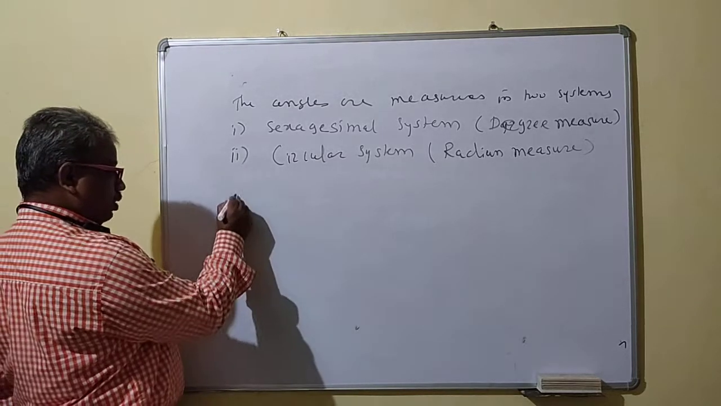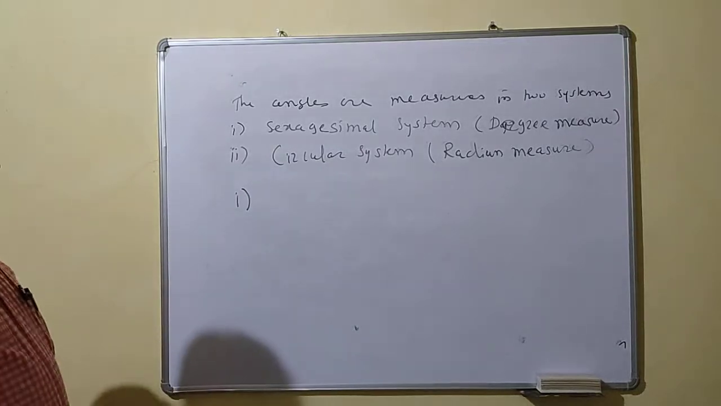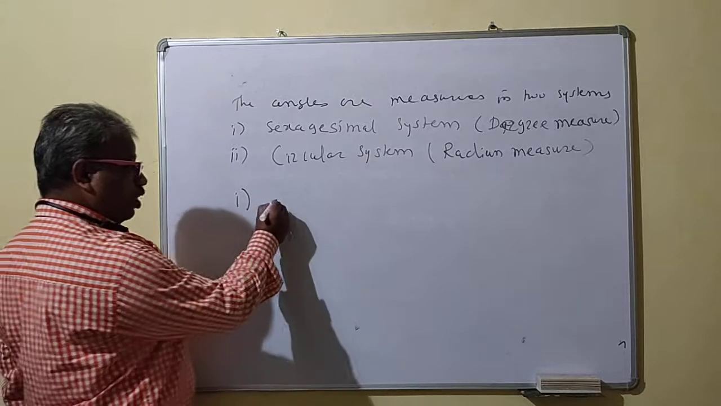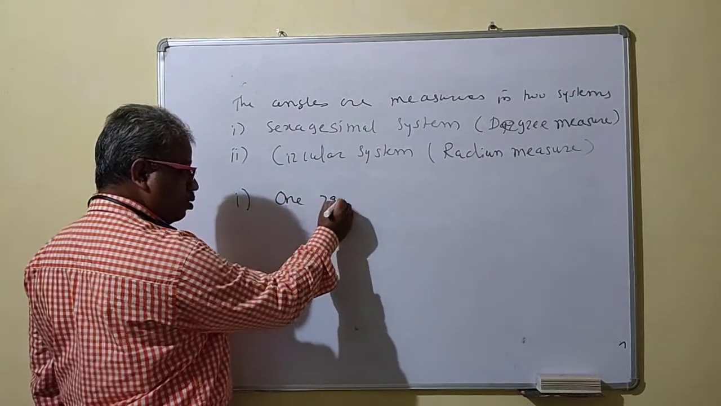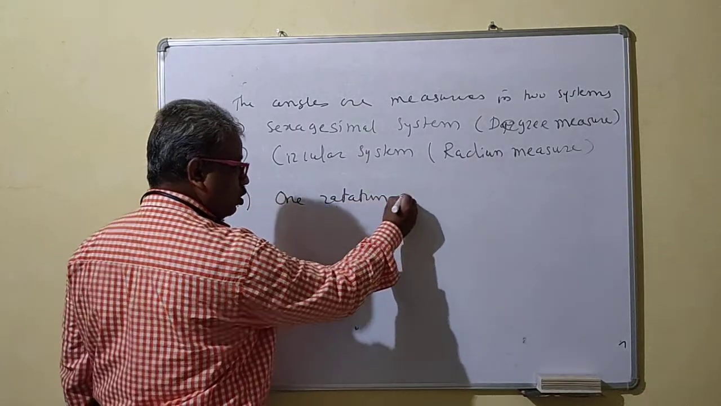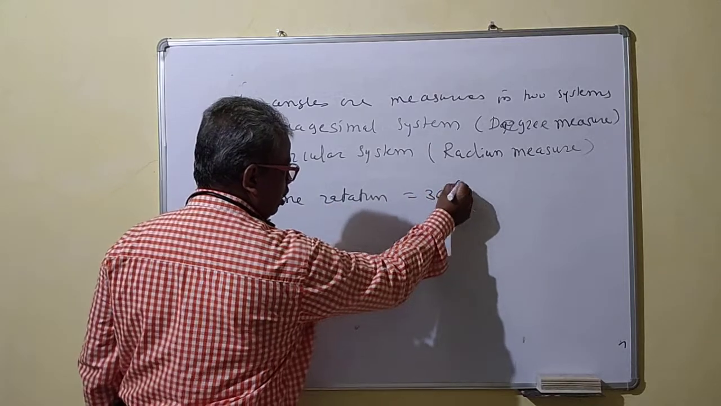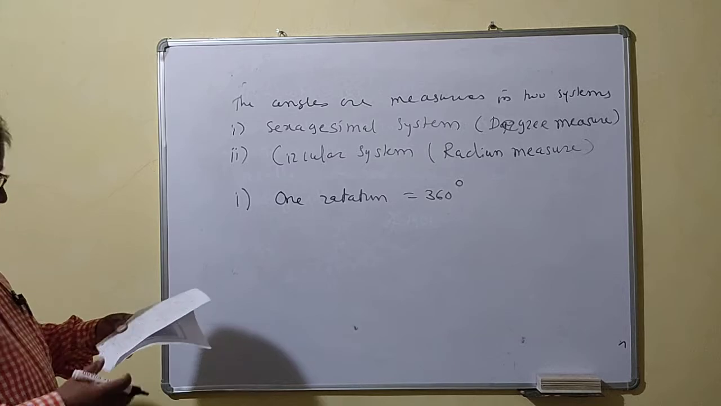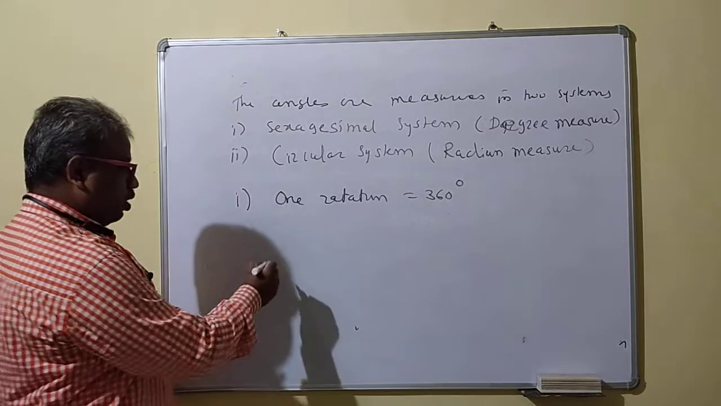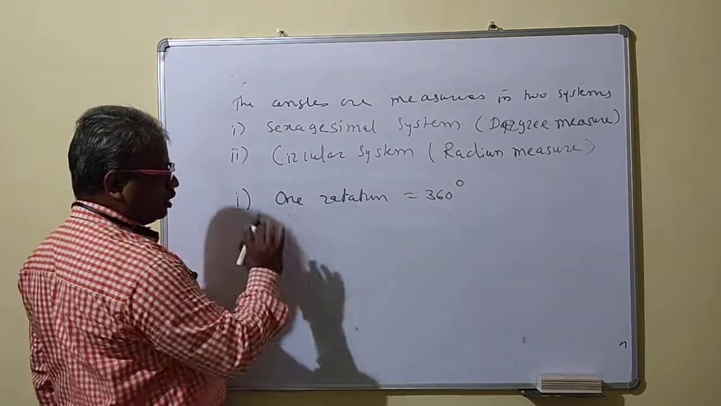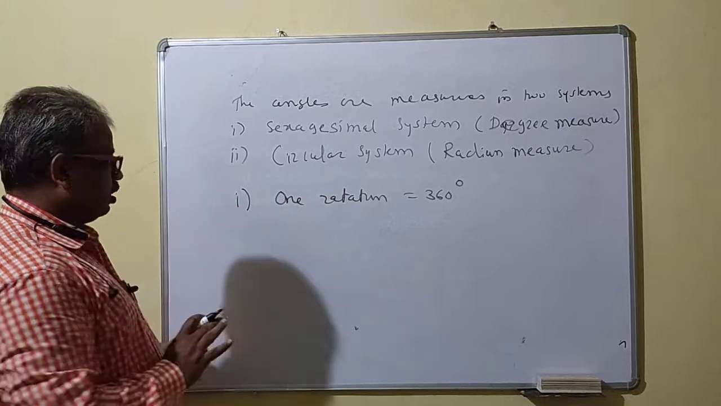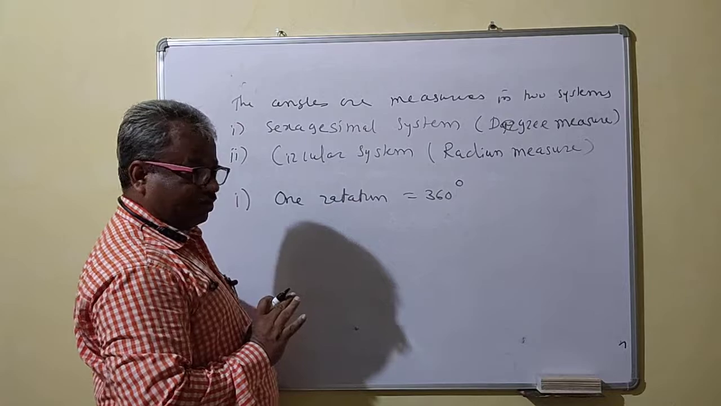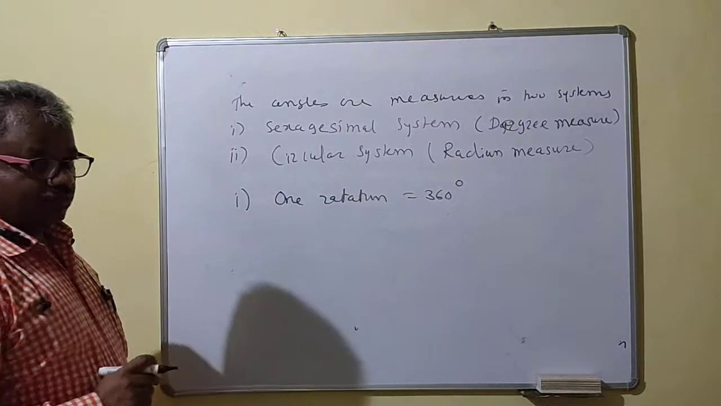So first we will see the sexagesimal system. Degree measure means here one rotation, so this is 360 degree. If one rotation is nothing but 360 degree, that means the angle is measured in degree measure. Now we'll see the circular system.